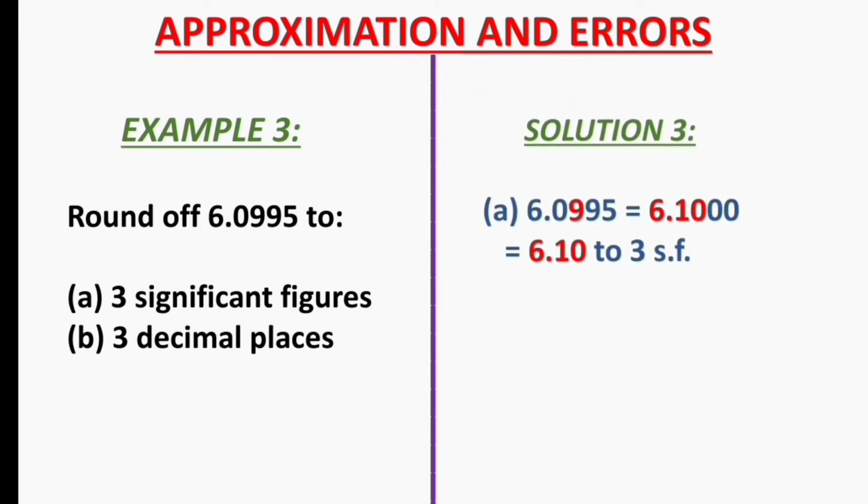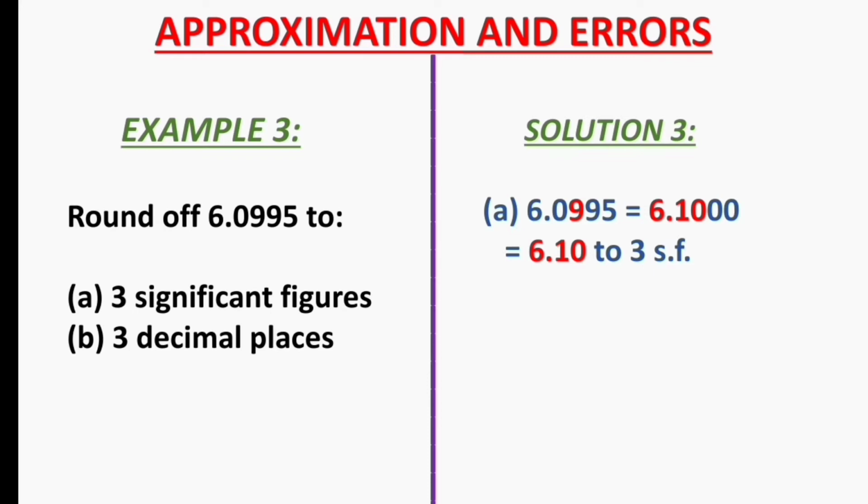For question 3A, approximating the number to three significant figures, the third significant figure is 9 after 6 and 0. So the first 9 is the third significant figure. The number at the right hand side of 9 is another 9, which is a round up number. Round up the 9 to 1 and add it to the 9 in the third significant figure position. That gives a 10, which we have to put down 0 and carry 1 to the left.